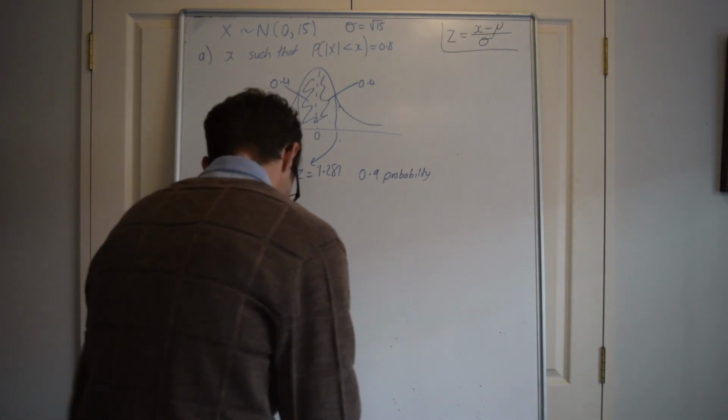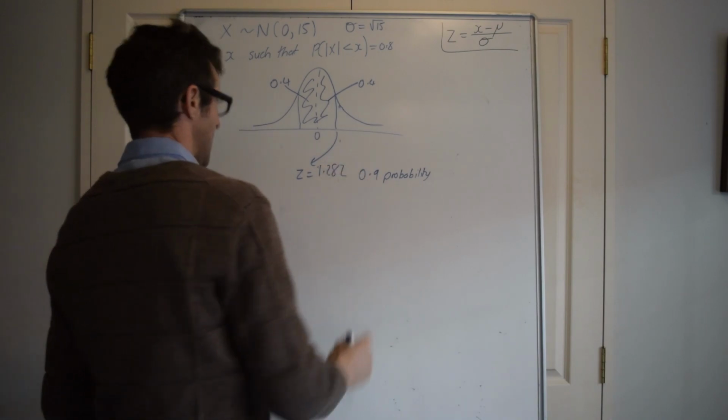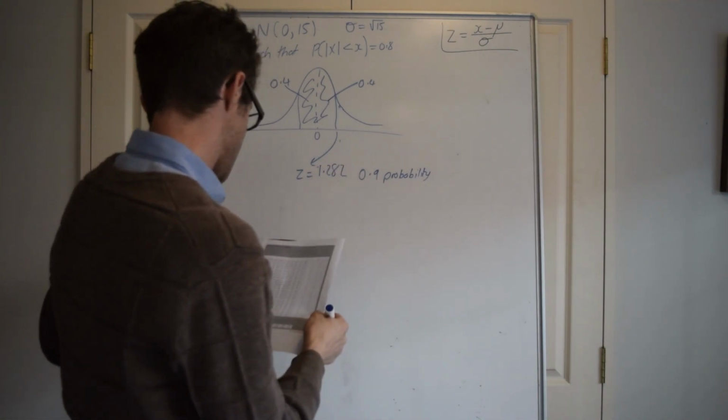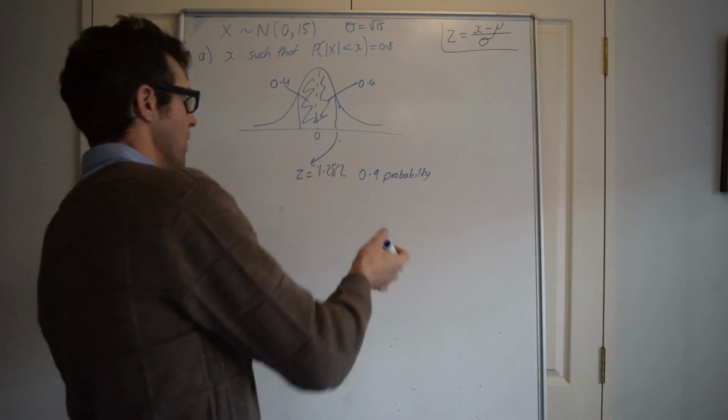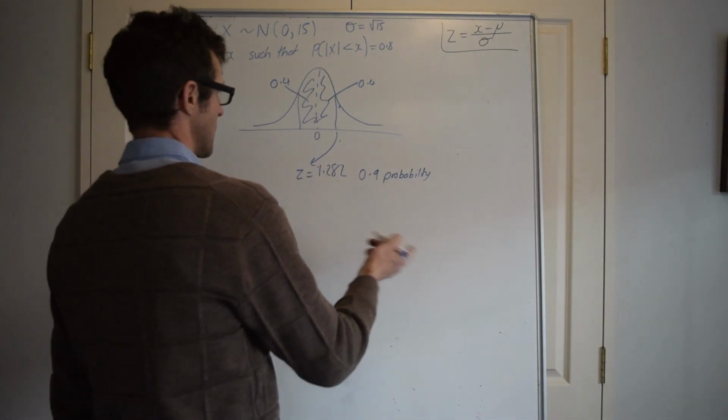Or is it 2? It's actually probably closer to 2, because it's a little bit more than 1. It's probably closer to 2, so about 1.282. Just looking at that data again.